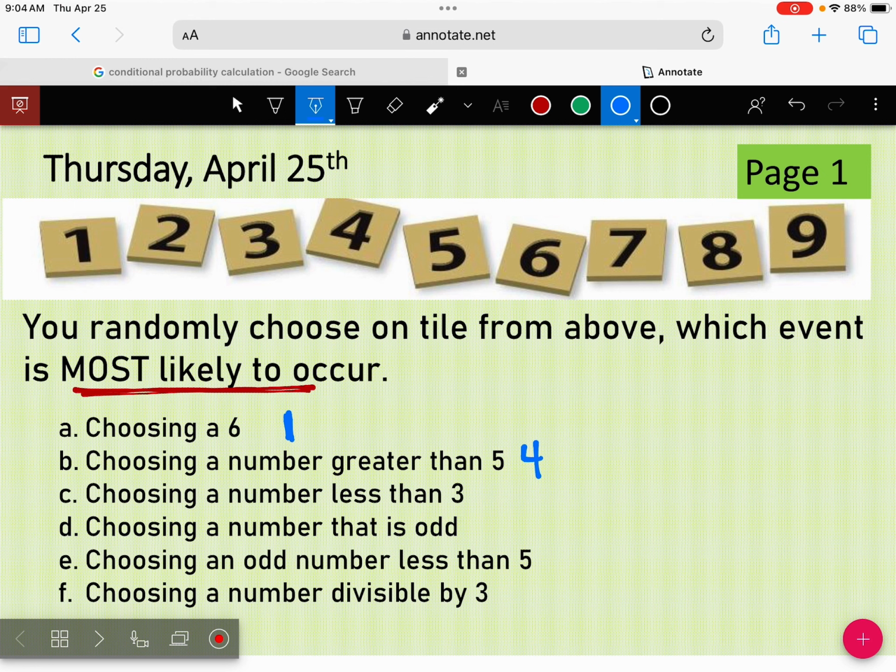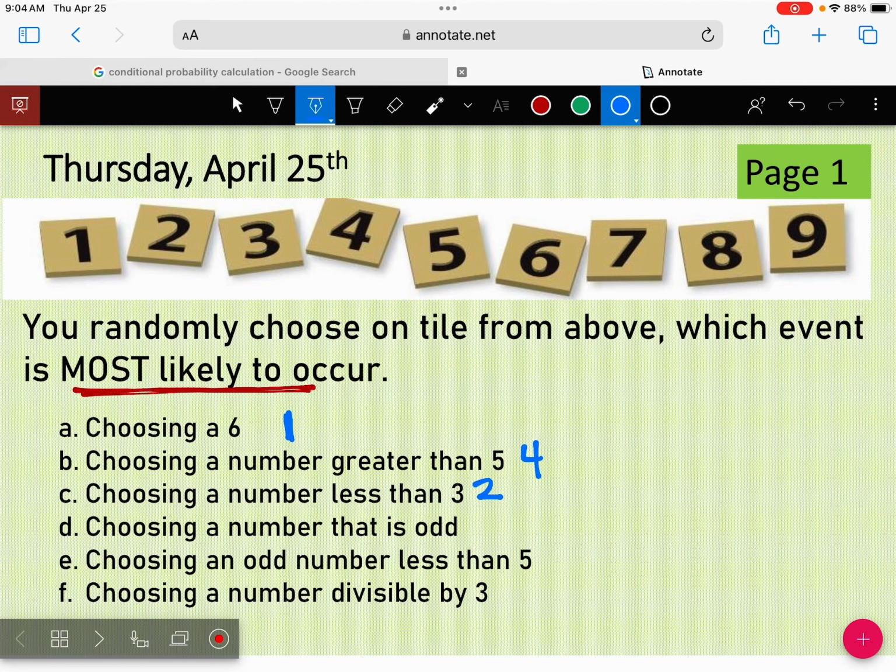How many have a number less than 3? How many tiles have a number that is less than 3? So this is the number 3. How many have numbers less than 3? 1 and 2. Would you agree that there's only 2? Okay.